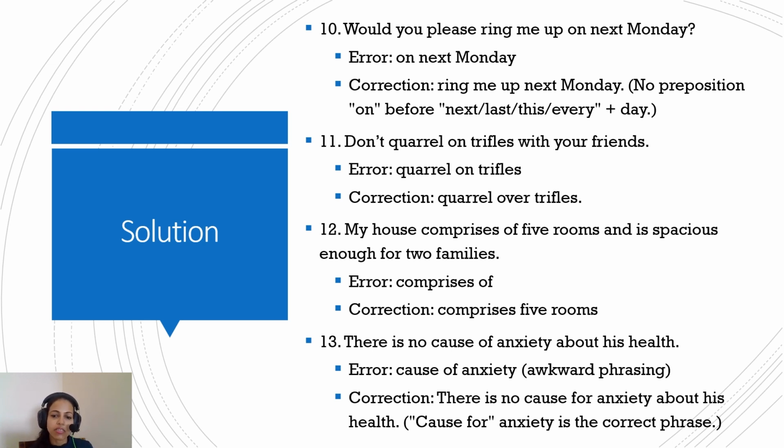Now, my house comprises of 5 rooms and is spacious enough for 2 families. "Comprises of" is wrong. "Comprises" itself is complete and you do not need "of" to follow the word comprise. So, my house comprises 5 rooms and is spacious enough for 2 families. The 13th is: there is no cause of anxiety about his health. So, there is no cause for anxiety about his health. The correct preposition will be "for". So "cause for anxiety" is the correct phrase here.